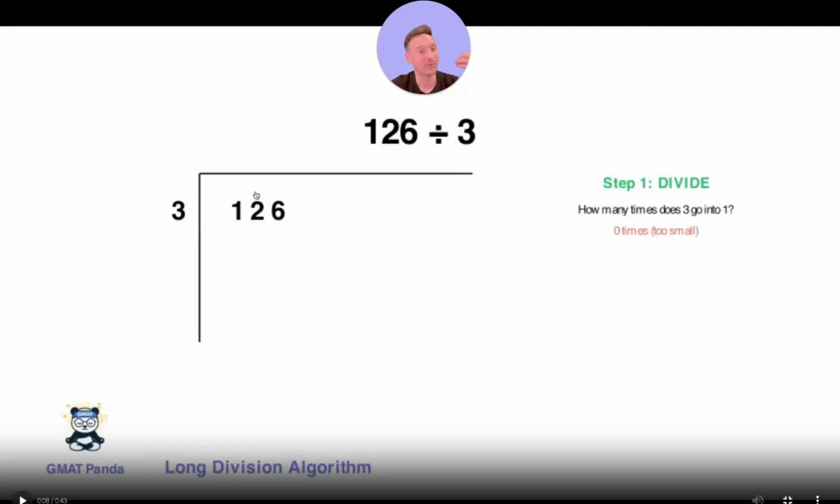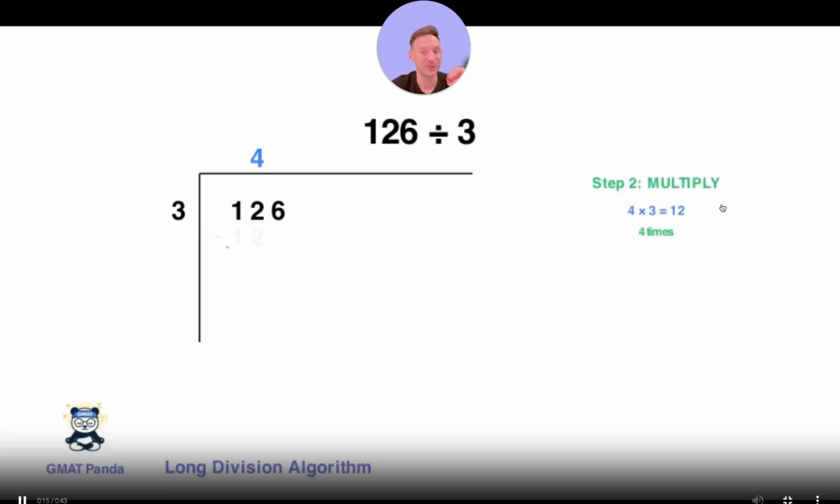Okay, now 3 does not go into 1, right? Or 3 does not divide 1. So in that case, it goes 0 times. It's too small. We're going to skip this step. So the next thing we do is we move on to the second digit. Okay, so now we've got 1 and a 2, which makes up 12. We think, does 3 divide 12? Yes, it does. Okay, and it goes 4 times.